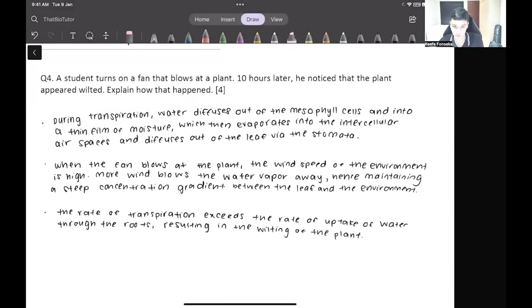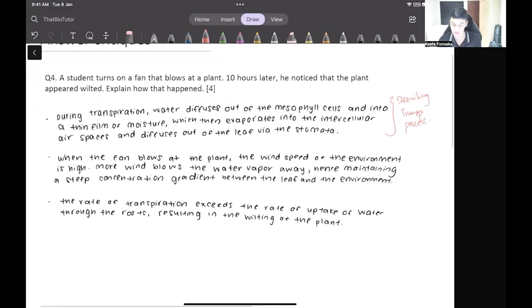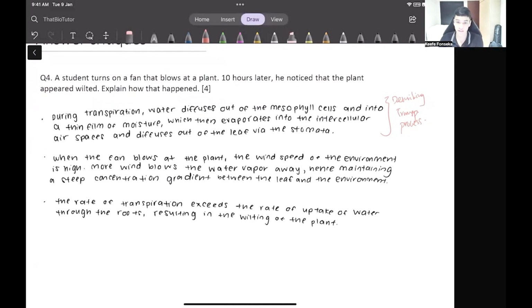Look at the first point. What's that describing? First point is describing the process of transpiration, right? It's not a very full description, but it is partial description. So it's just like a very factual, very statement kind of thing. It's not directly answering the question. Do you see? The question is, oh, blows at the plant, why did it become wilted? You have to link these two facts. Blow at the plant, become wilted. So that will be answering the question. But this here, is it linking that? No, right? It's just a background info.